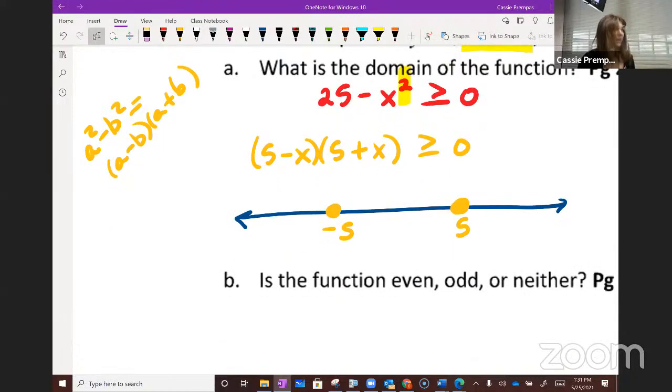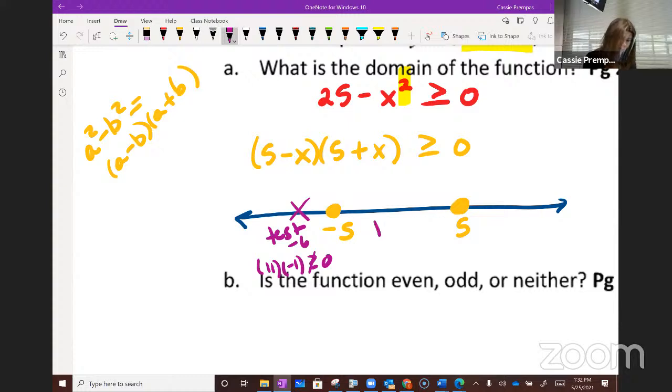Then we just have to test the entire real number line to see what would make this greater than or equal to 0. So I would test a number to the left of negative 5, like negative 6. 5 minus negative 6 would create 11. 5 plus negative 6 creates a negative 1, and that is not greater than or equal to 0, so nothing works on this part of the number line.